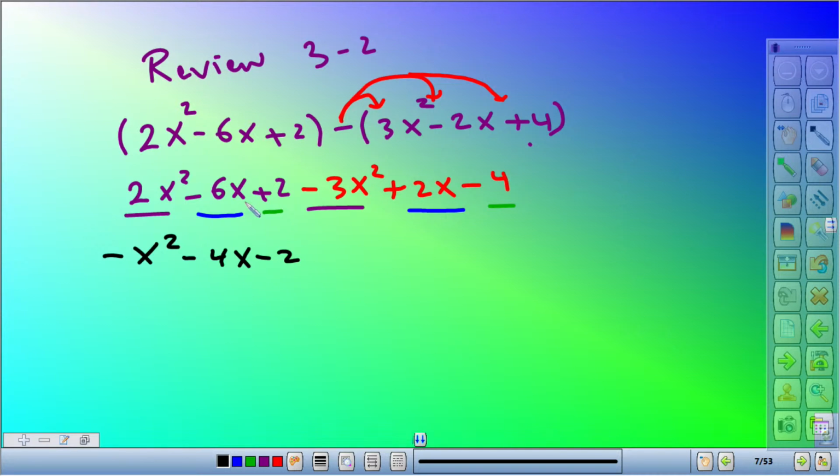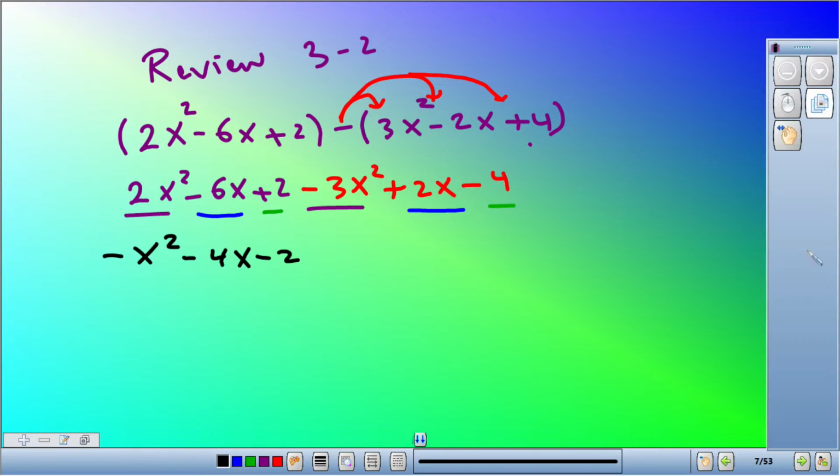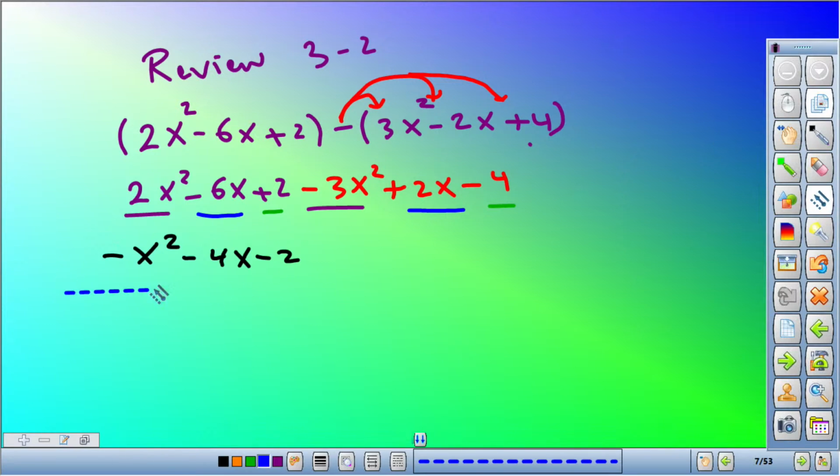Any questions on adding? Again, adding would be simpler because you don't have to distribute, basically. Any question on this one? Again, you do have an entire video for details on that.